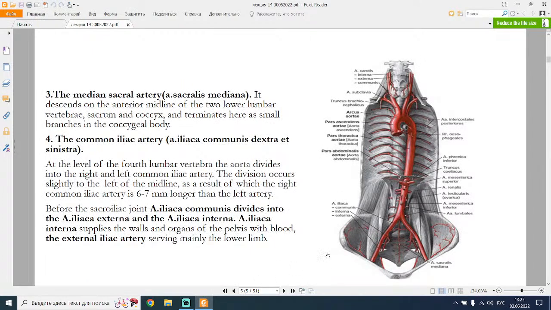Next artery, arteria sacralis mediana. It descends on the anterior midline of the two lower lumbar vertebrae, the sacrum and the coccyx, and terminates here as small branches of the coccygeal body.